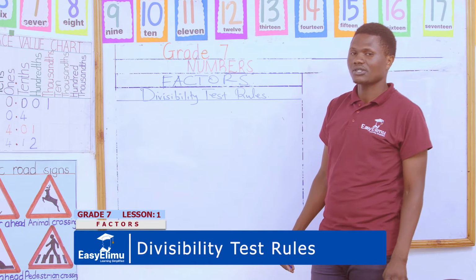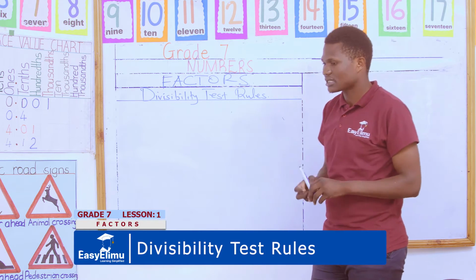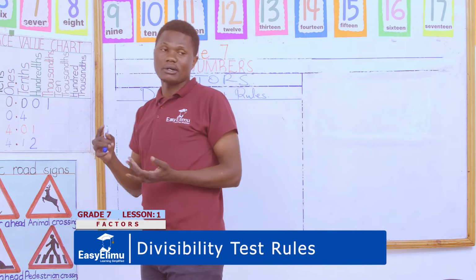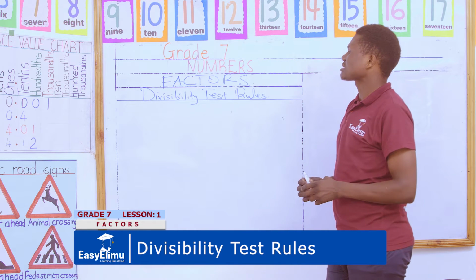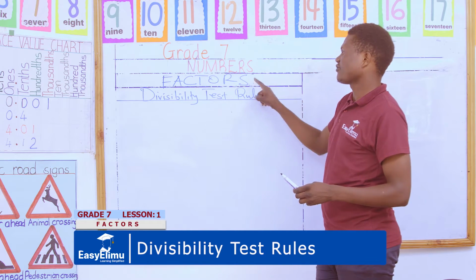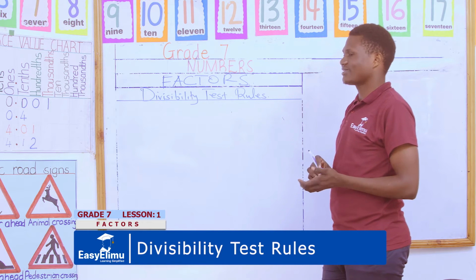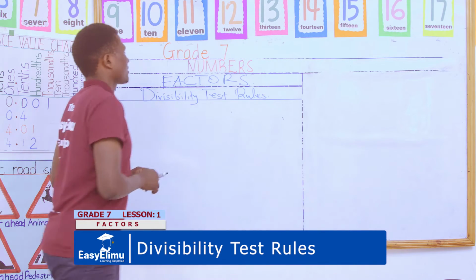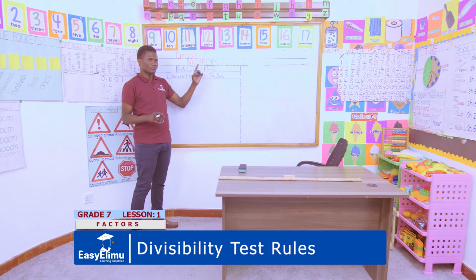So in our previous sessions, we have been discussing whole numbers. And under whole numbers, we discussed the operations. We have discussed quite a lot of things. So our next substrand under the main strand of numbers is factors. Under factors, we are going to start with the divisibility test rules. But before then, I need to clear something here. Most of us normally tend to confuse between factors and multiples.